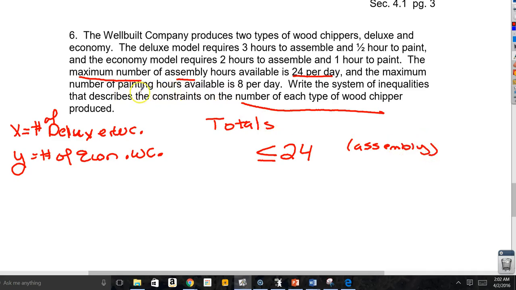And then we have painting hours, and it says the maximum for that is 8 hours. So whatever hours has to be less than or equal to 8. And this is paint.